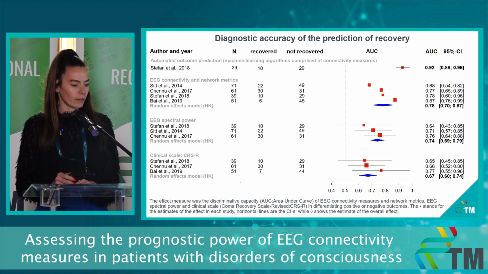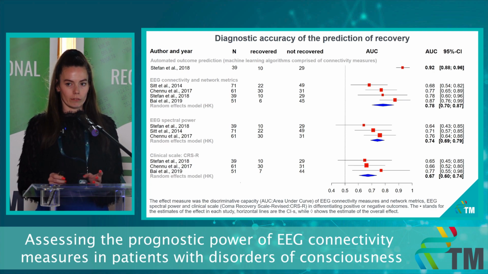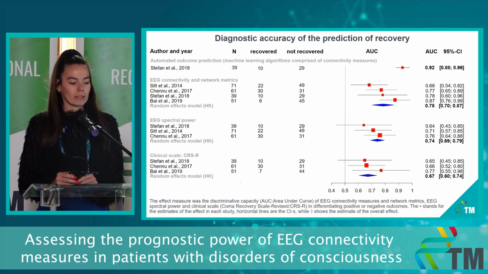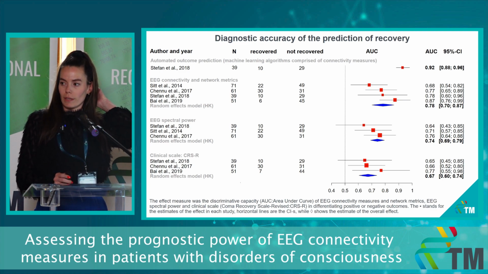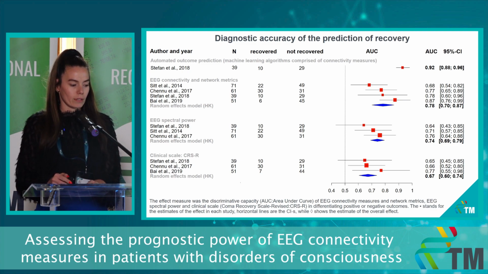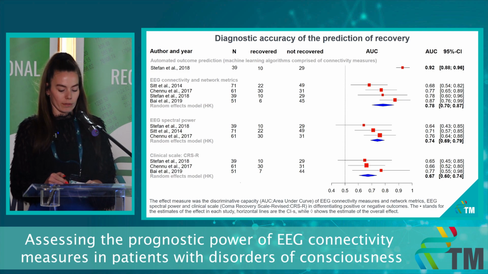67%. I'm showing at the top of the plot the AUC of automated outcome prediction methods, which are machine learning algorithms comprised of the connectivity measures that are listed below. And we can see that the discriminative capacity of these machine learning algorithms is way above, superior to all the other measures, which are so-called univariate markers, which we saw below.